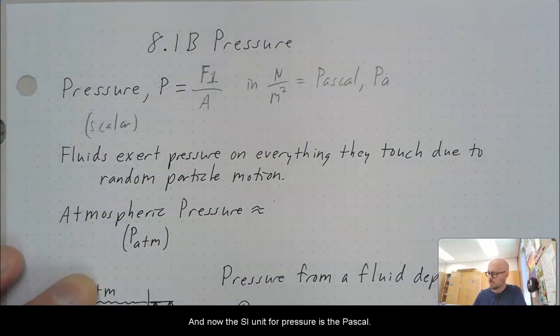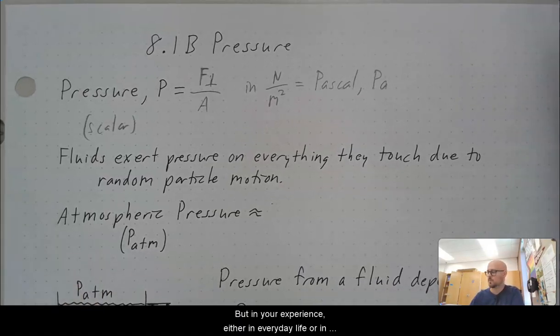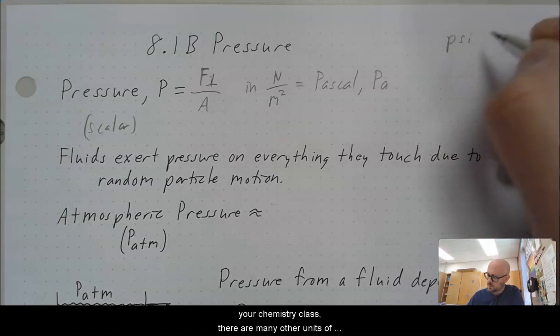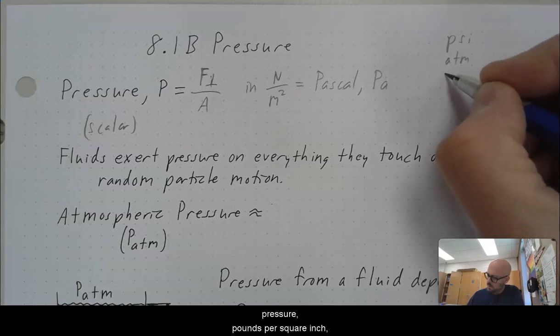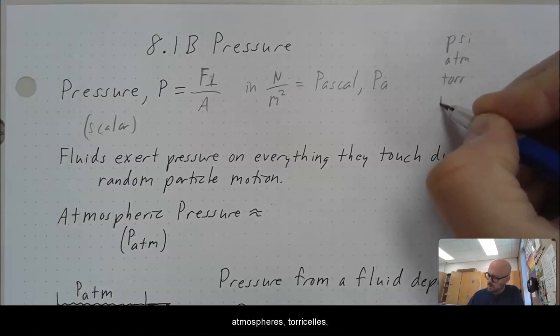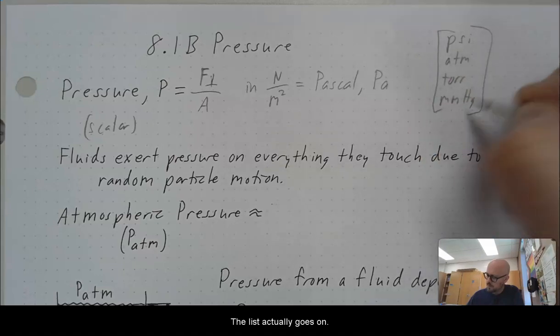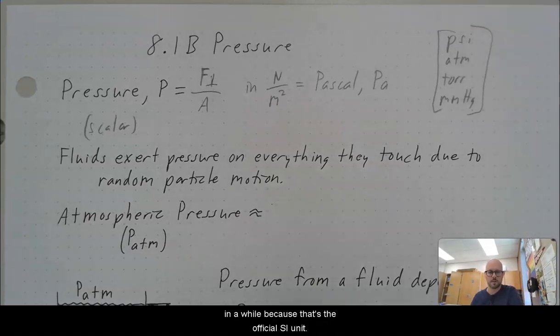And now the SI unit for pressure is the Pascal, but in your experience, either in everyday life or in your chemistry class, there are many other units of pressure: pounds per square inch, atmospheres, torricellis, millimeters of mercury. The list actually goes on. But we're going to use pascals and kilopascals once in a while because that's the official SI unit.